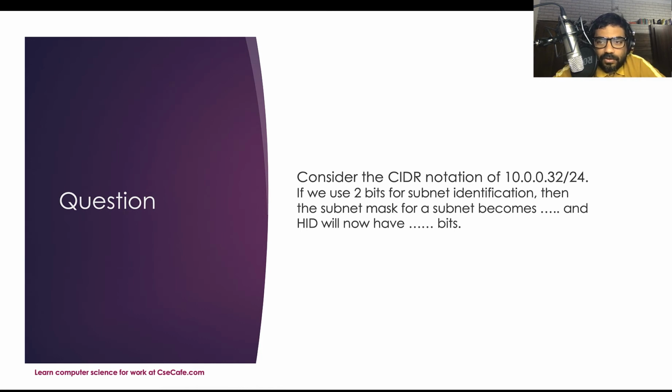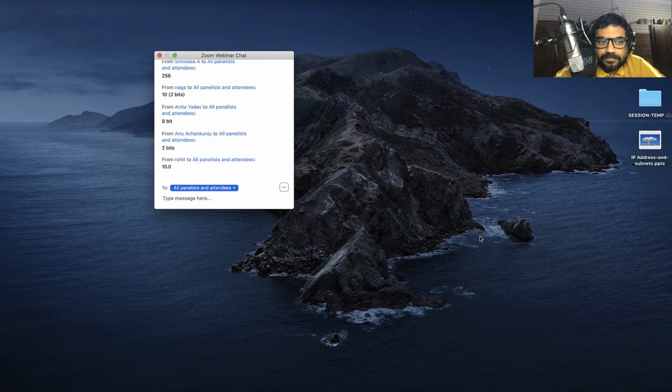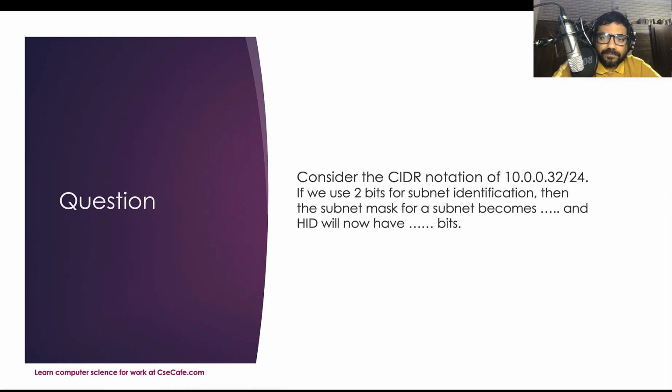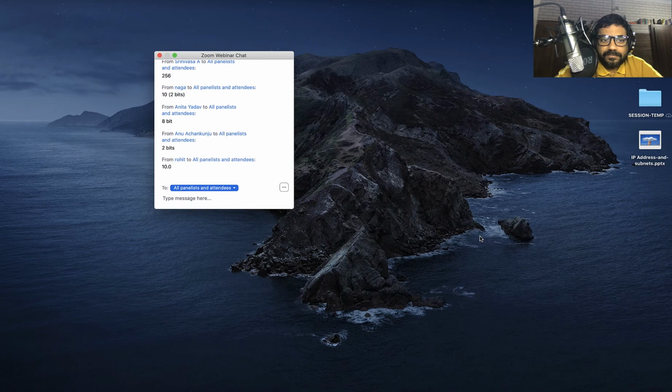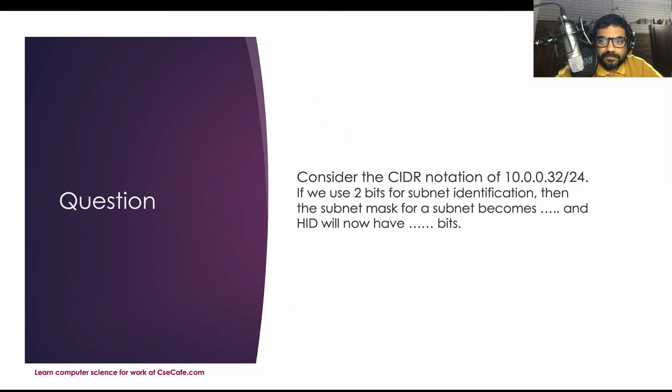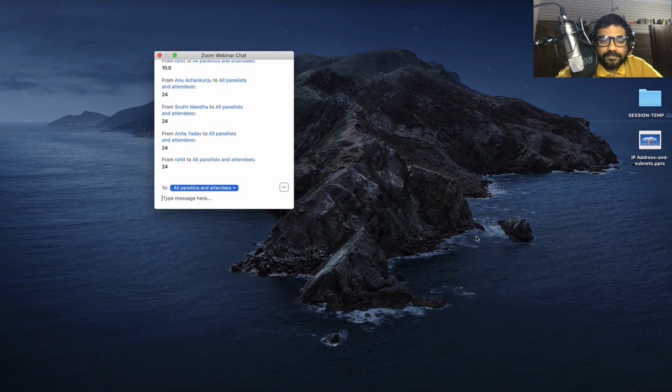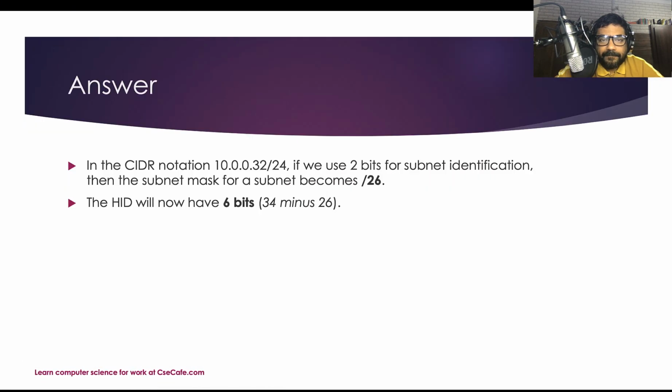Consider the CIDR notation 10.0.0.32/24. If you use 2 bits for subnet identification, then the subnet mask becomes what, and the HID will now have how many bits? What is the subnet mask here? Yeah, 24. And how many HID bits will it have? Yeah, 8. Was the answer correct?